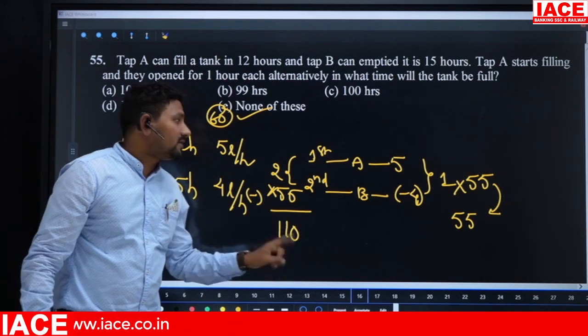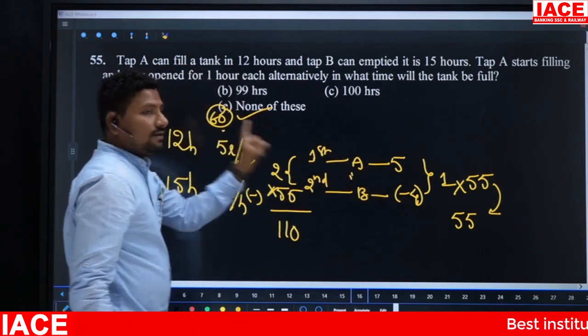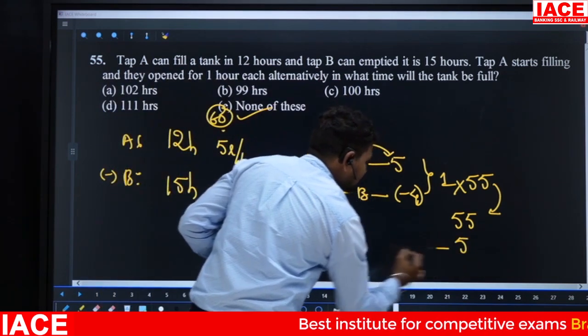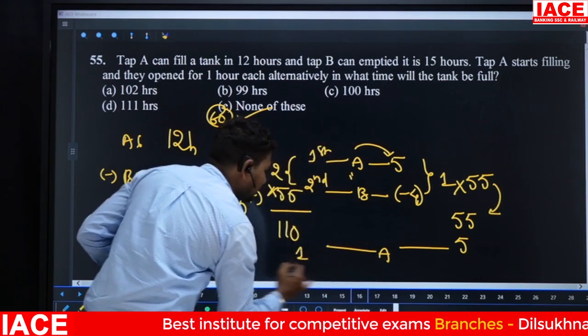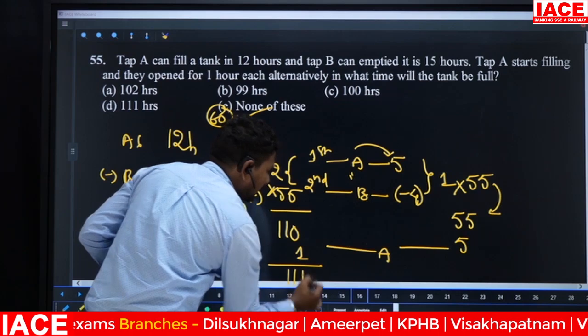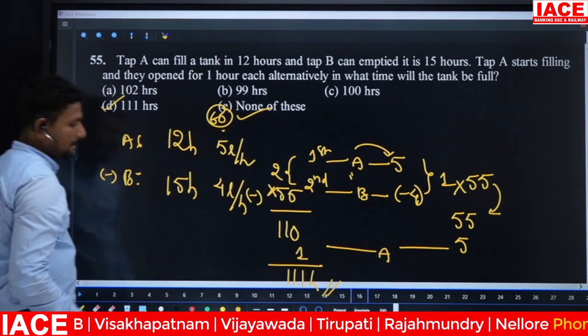Then next hour, which pipe is going to open? A. How many liters do we require to fulfill 60? 5 liters, and A is also serving 5 liters. This last 5 liters is served by A in the last 1 hour. Finally, how many hours are required to complete the total tank? 111 hours. Then our option is D.